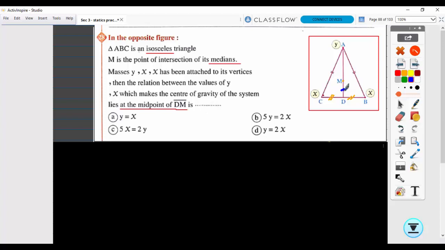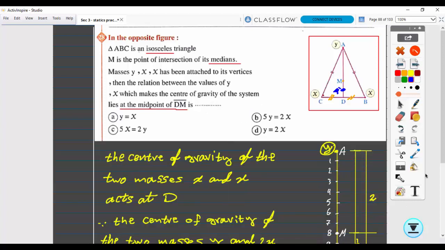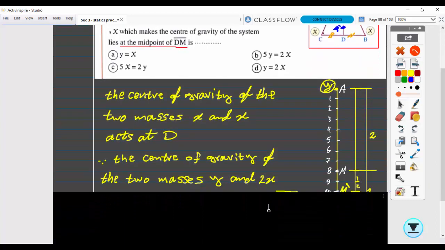I'll consider the new position here is M dash. So DM dash equals M dash M, and DM equals half AM. I draw it here in this figure.